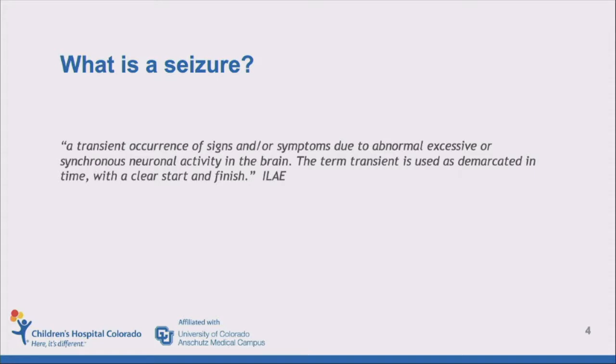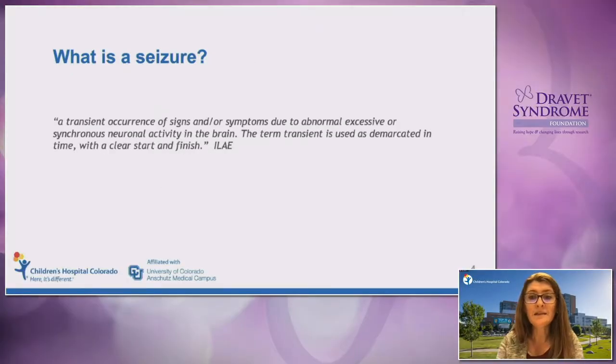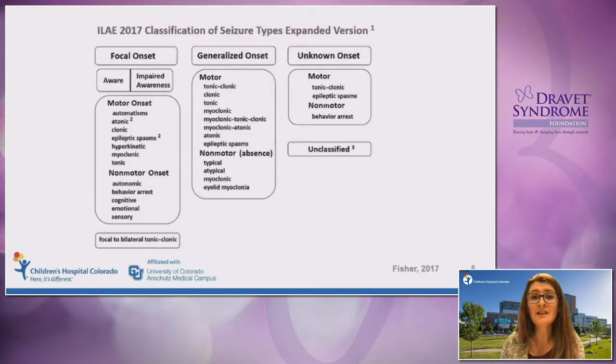The official definition of a seizure is a transient occurrence of signs or symptoms due to abnormal, excessive, or synchronous neuronal activity in the brain. The term transient is used as demarcated in time with a clear start and finish. So basically, it's an event that has a clinical presentation with a start and a stop and is associated with changes on the EEG. That's really important because not everything we see is a seizure. So that's the first question that we have to ask: is what you're seeing actually a seizure?